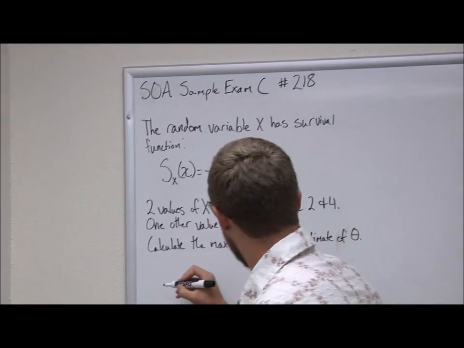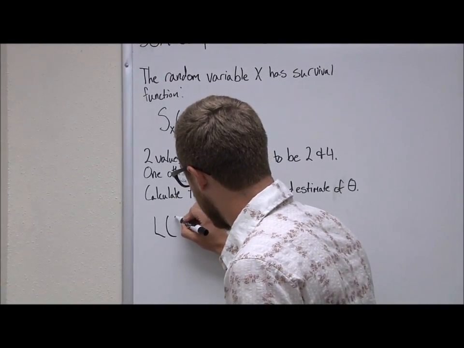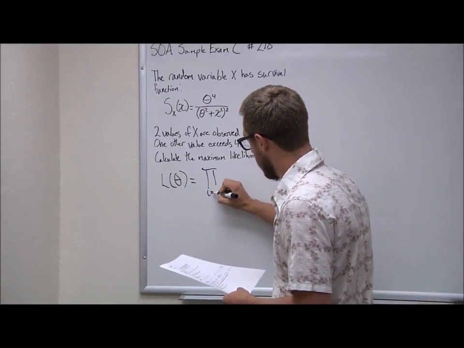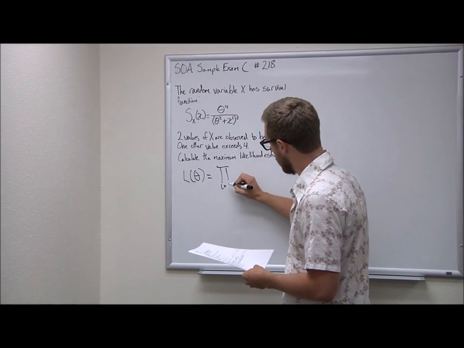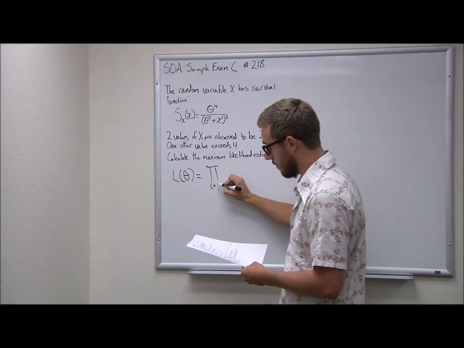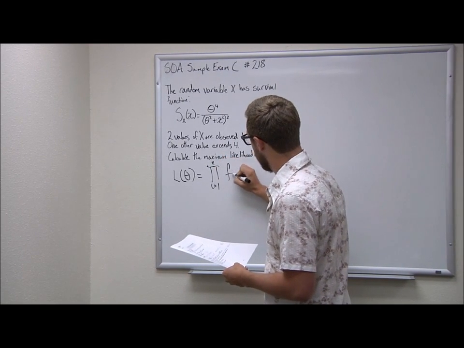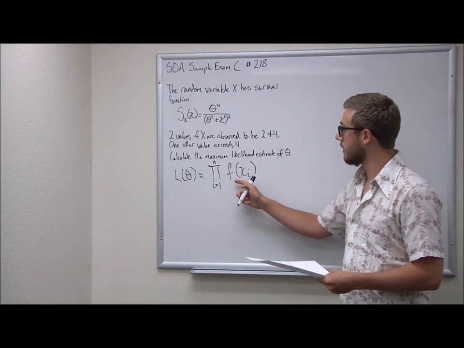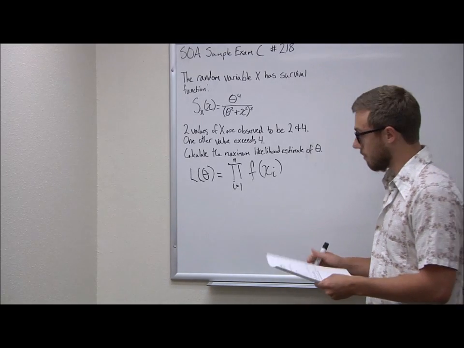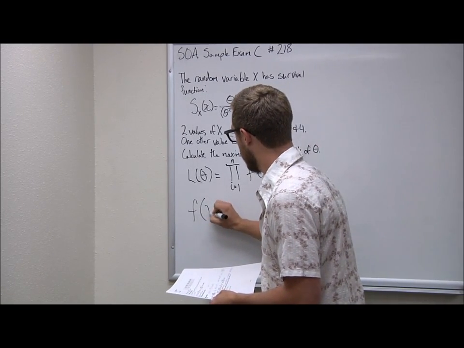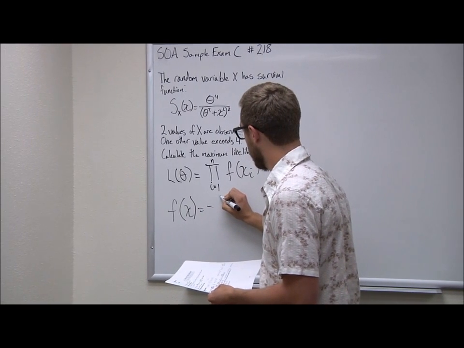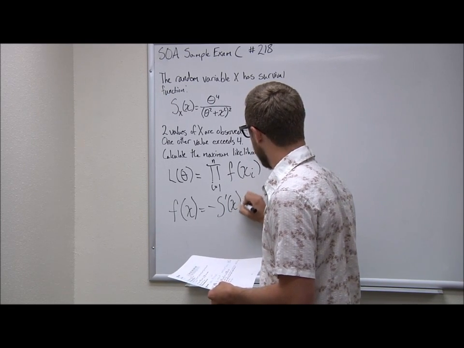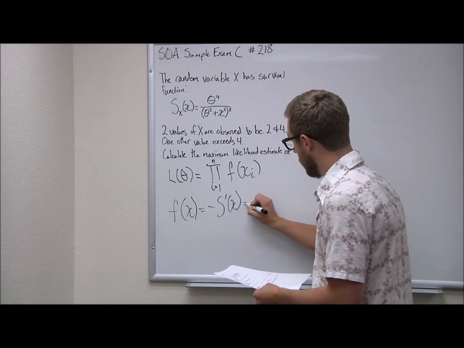So the likelihood function of theta is the probability of all the observed values plugged into the density function. So it looks like that. So we need to find the density function first. We can find that f of x is equal to the negative derivative of the survival function.